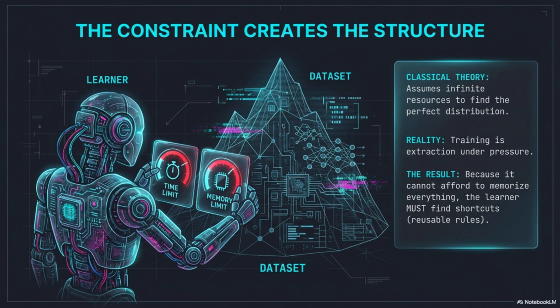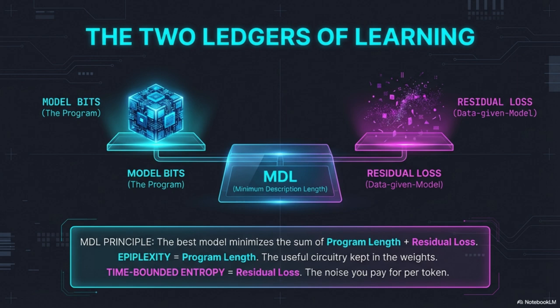If all your compute is just spent paying the prediction bill for noise, you've wasted your money. Epiplexity is designed to quantify that structural part. All right, so now that we know why we need to separate reusable skill from memorized noise, we need a tool that can actually do it. How do we get to a formal definition?